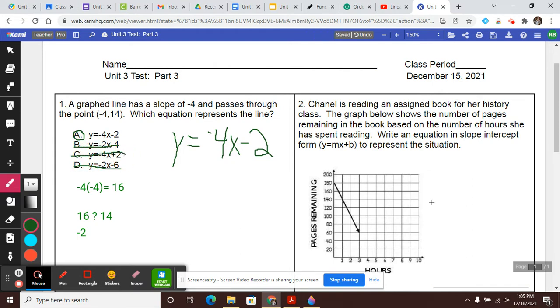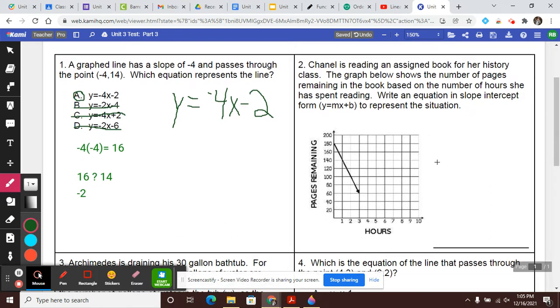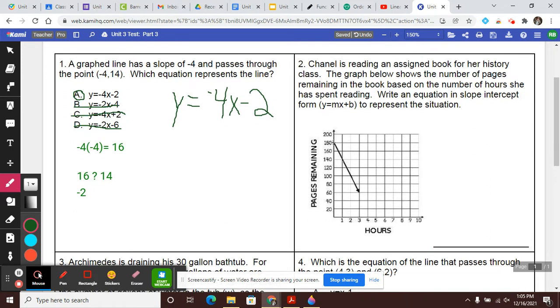Okay, my next one: Chanel is reading an assigned book for her history class. The graph below shows the number of pages remaining in the book based on the number of hours she spent reading. Write an equation in slope-intercept form to represent the situation. The first thing I'm going to do is find my slope. I'm going to have y equals. It's really important to pay attention to how my numbers are going. I'm going down 20 each time, so I know my slope is going to be negative.